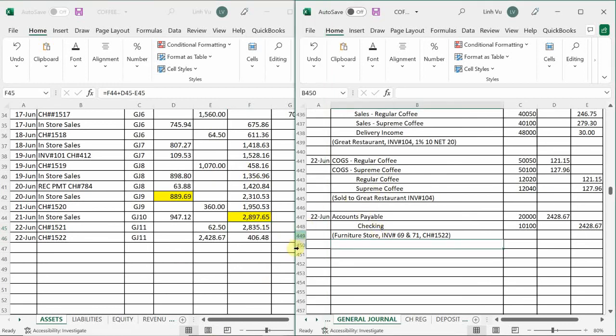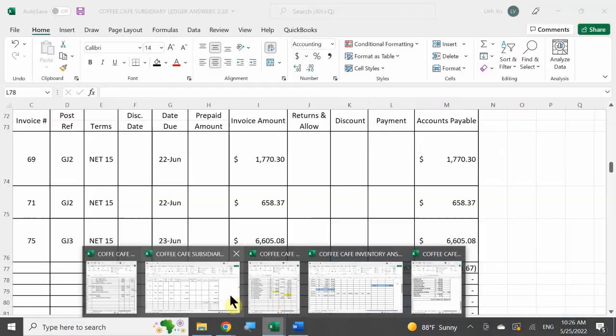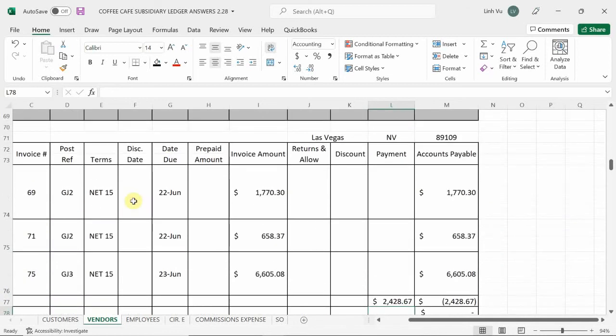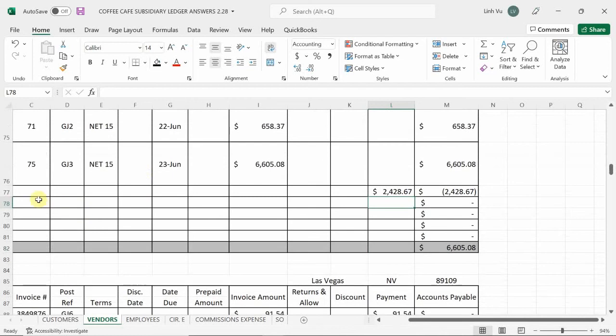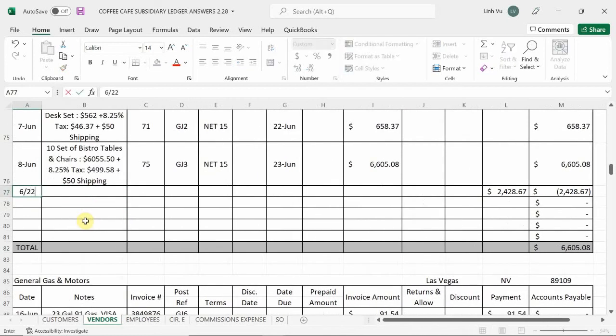And now I need to update my subsidiary ledger because I made a payment. So here we are. In this case, no discounts were given. So let's see. Today is the 22nd. What did we do?